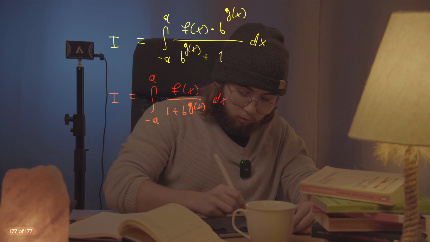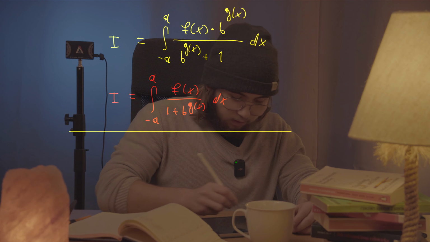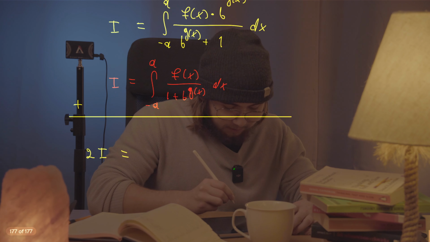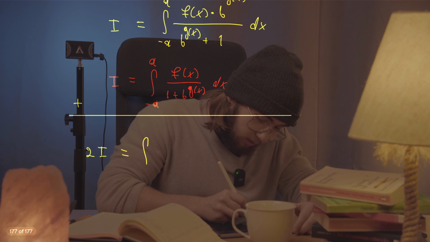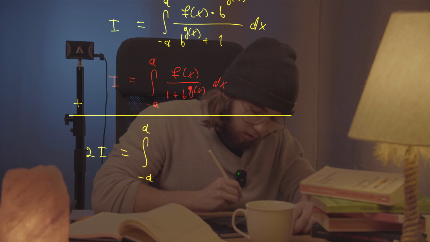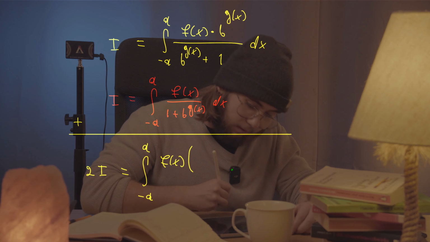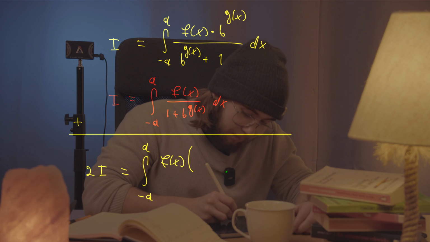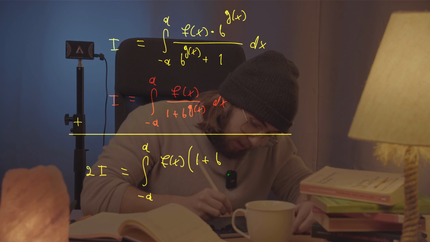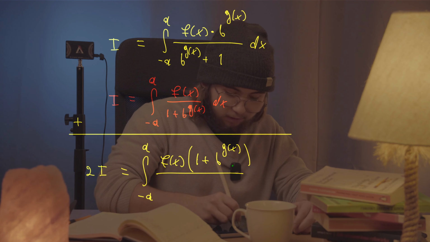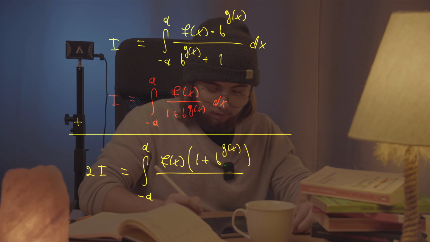So now, doing the addition, we actually do get that 2I is equal to the integral from negative a up to a of f of x, and now I'm just going to factor it out. I'm going to get 1 plus b to the power of g of x, and everything is going to be divided by, well, oh man, that's pretty nice. Those denominators are exactly the same. I should have used pink here.